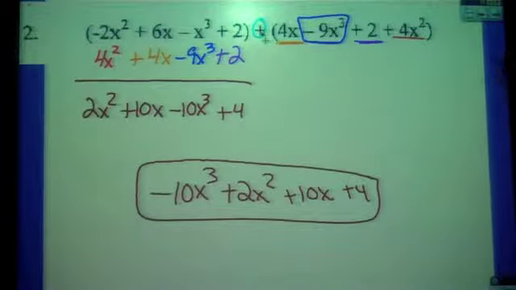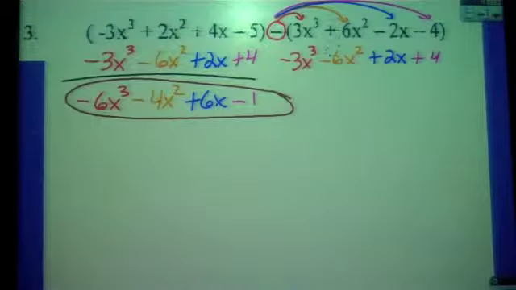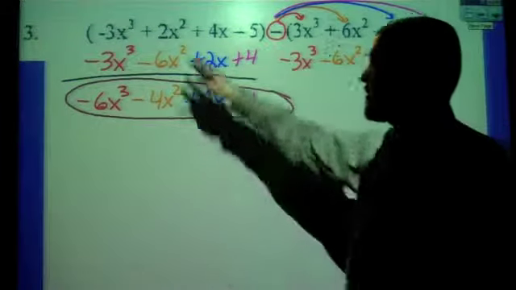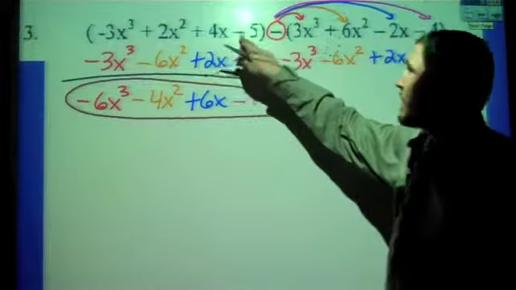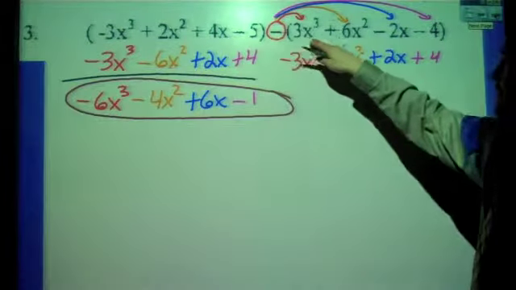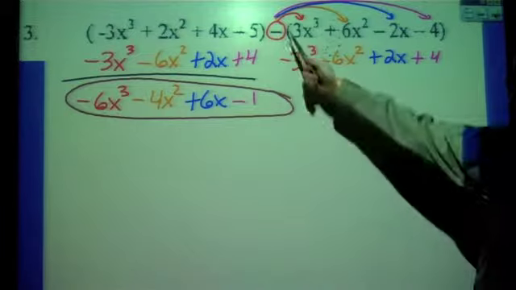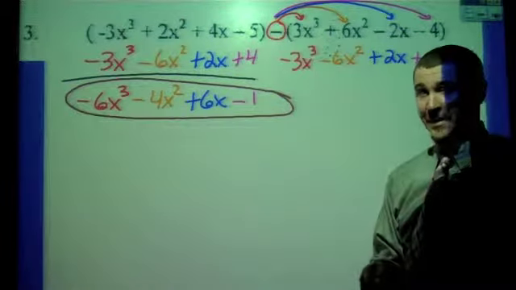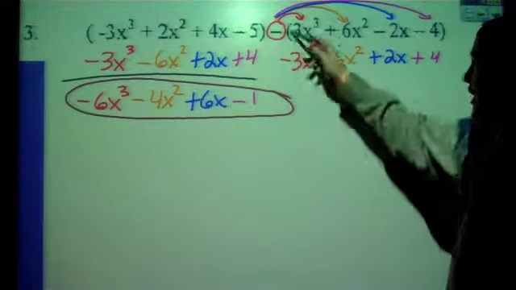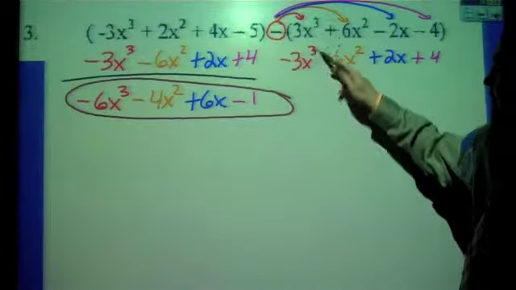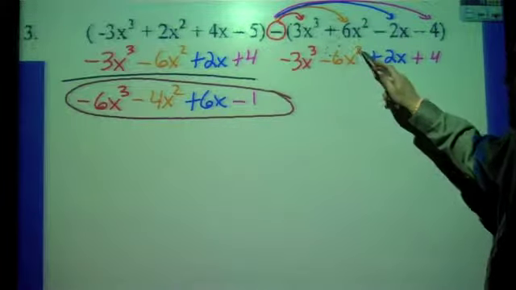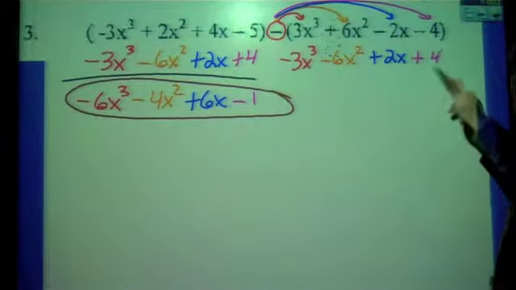And then finally, the third practice problem that we had you do: negative 3x to the third plus 2x to the second plus 4x minus 5 minus 3x to the third plus 6x squared minus 2x minus 4. So again, we have subtraction. Step number 1 tells us that we have to distribute our minus sign. That means change all of our signs. So negative 3x to the third, negative 6x squared, plus 2x, plus 4.